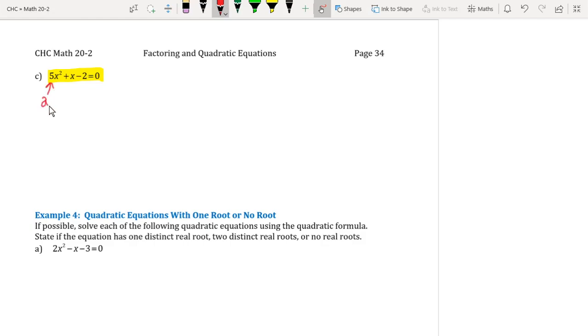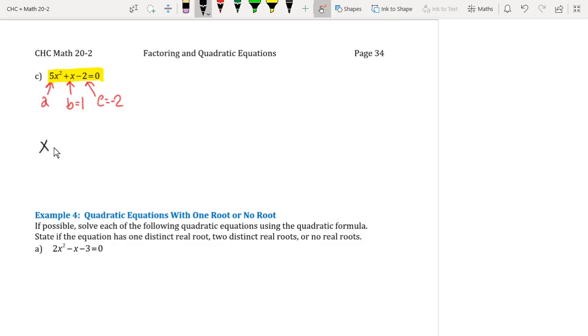A equals 5. B equals 1. There's an invisible 1 in front of the x. And C equals -2. Remember that the sign in front of a term goes with the term, so it's -2. Now we can plug this into the quadratic formula.